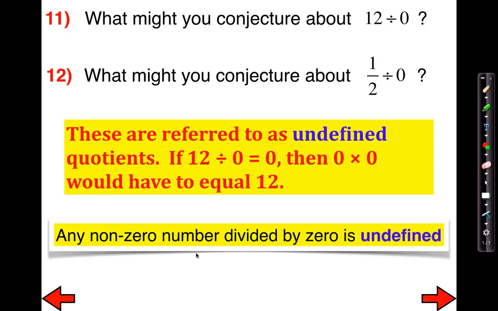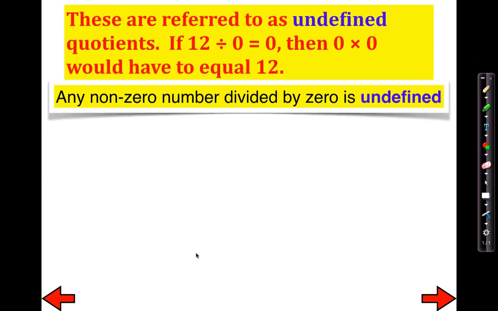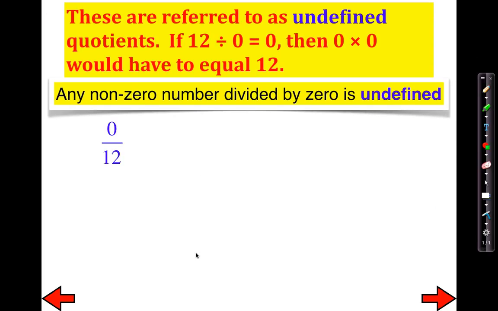Any non-zero number divided by 0 is undefined. If you think about it, you can't take a number and divide it into no pieces at all. Okay? So 0 divided by 12. Now, is this okay? The answer is yes. It's possible to have nothing and divide it with 12 people, for example. It just means each person is going to get nothing.